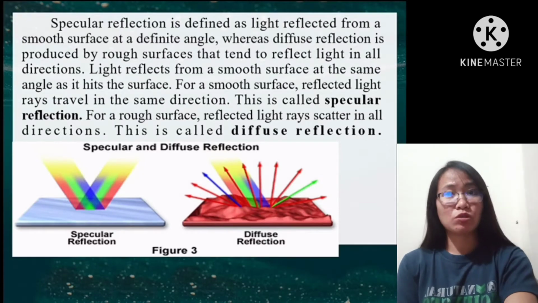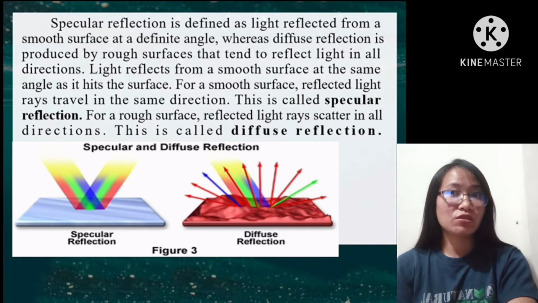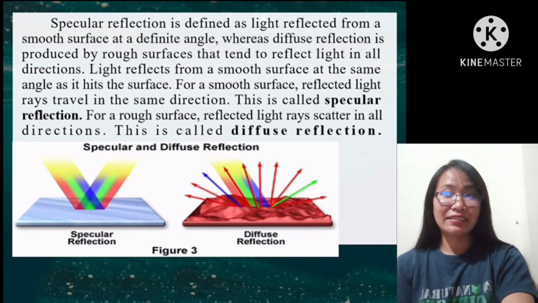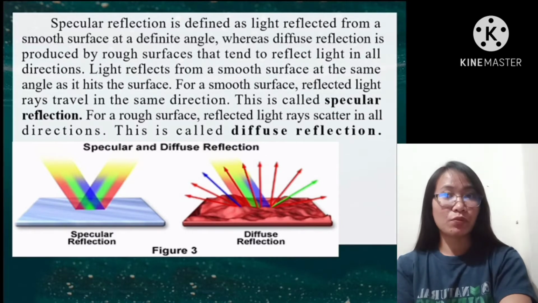Light reflects from a smooth surface at the same angle as it hits the surface. For the smooth surface, reflected light rays travel in the same direction. This is called specular reflection. For the rough surface, reflected rays scatter in all directions. This is called diffuse reflection.